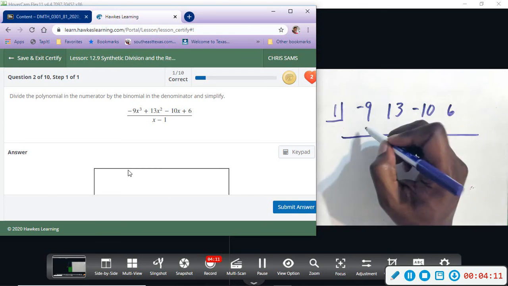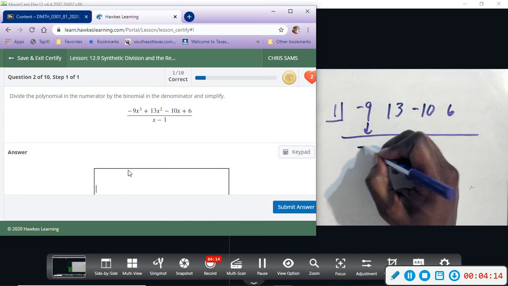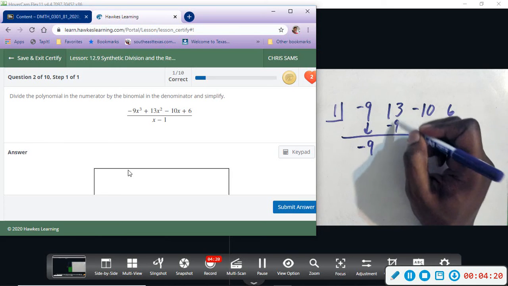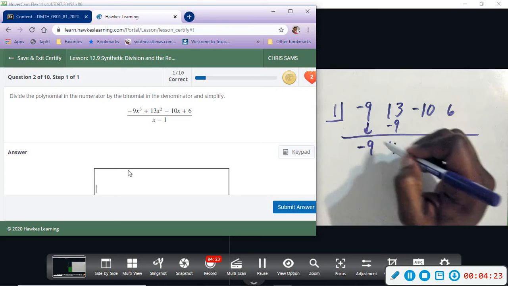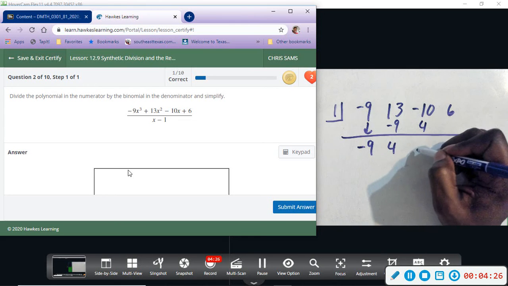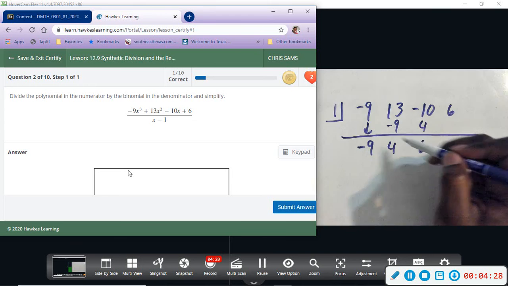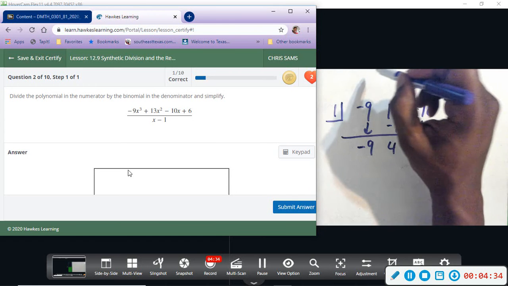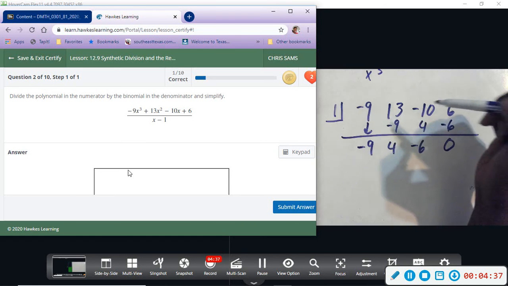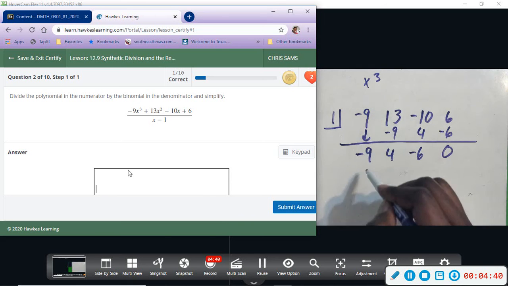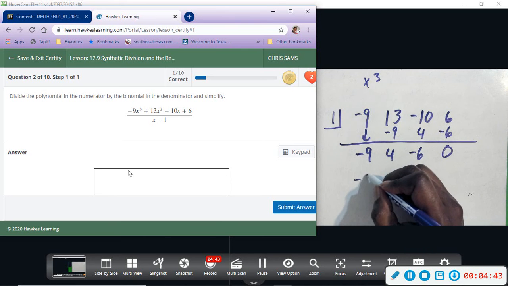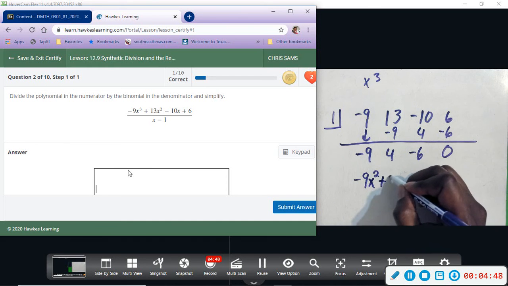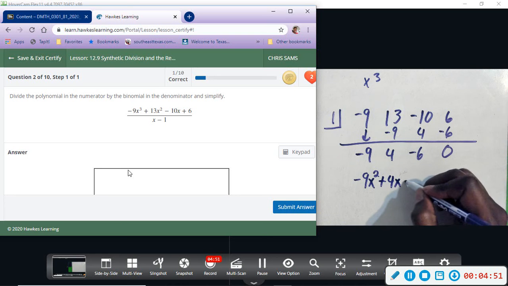Nothing's missing. Bring the first one straight down, always -9. Multiply, gives me a -9. Combine, we get +4. Multiply, 4. Combine, -6. Multiply, we get a -6. Combine, we get 0. So we started out with a 3rd degree. So you reduce that by 1, so this is my x squared. So I have -9x squared. That's positive, so plus 4x, and then minus 6.